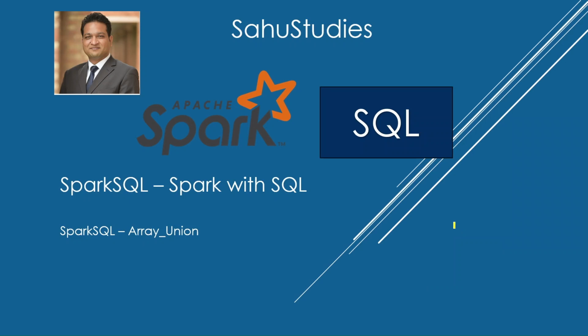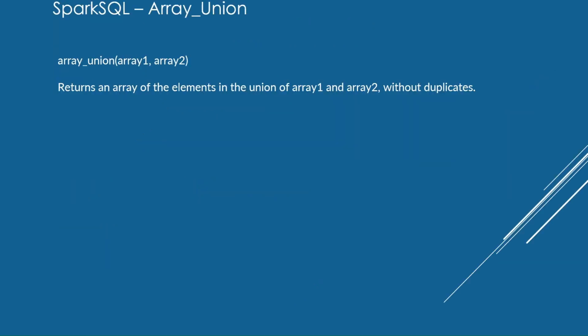In this video, we are going to discuss the array union function in Spark SQL. Whenever there is a requirement that we need to add a union of arrays, we can do it with the help of the array union function. So this is the signature of the array union function.